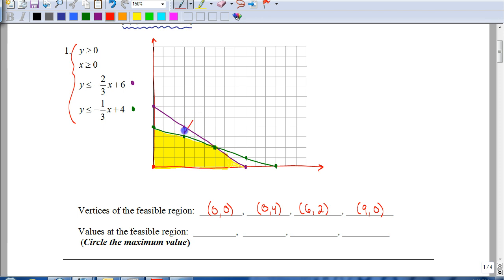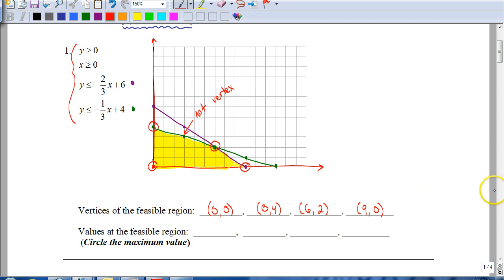Now remember, this is not a vertex. That's just a single point. Sometimes students graph a point and they just assume that that's one of the vertices. A vertex is where 2 lines intersect. So we only have 4 vertices. Okay, so now we're going to use those vertices.